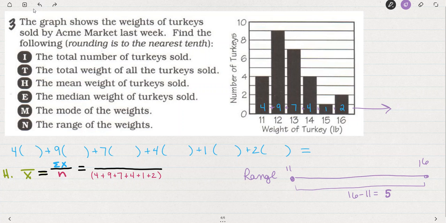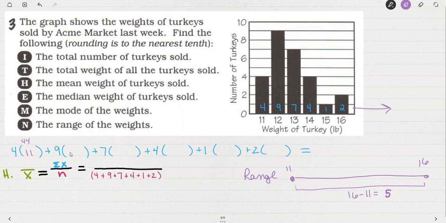The next question asks the total weight of all the turkeys sold. So I'm going to add each turkey's weight times the number of turkeys that weighed that amount. So we had 4 11-pound turkeys. So altogether, those 4 turkeys weighed 44 pounds.